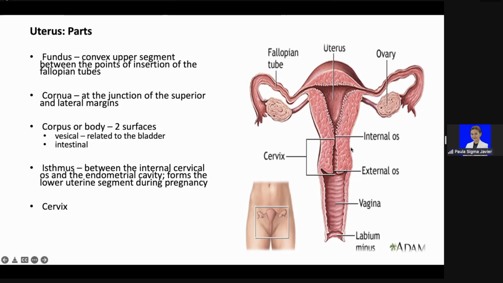The isthmus, the narrow portion of your uterus, is located between the internal cervical os and the endometrial cavity. So it forms the lower uterine segment during pregnancy. And finally, we have the cervix with the internal os and the external os. Okay, internal os related to the endometrial cavity or the uterine cavity, and the external os related to your vagina.